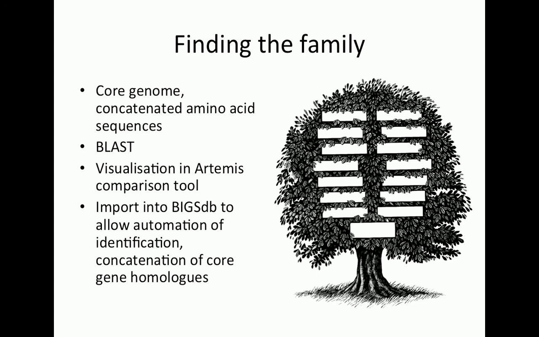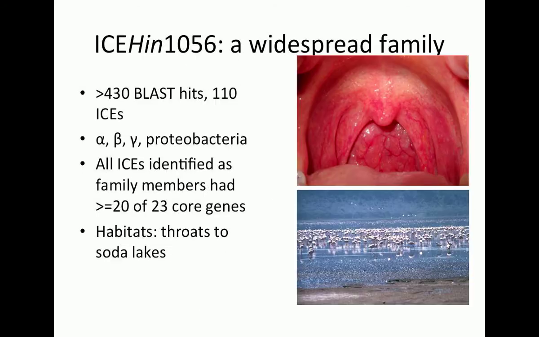In order to find the ICE family, a core genome consisting of the concatenated amino acids of the 23 core genes of ICEHin1056 was used as a query sequence in a BLAST search using the tBLASTX algorithm. All the BLAST hits were aligned against the ICEHin1056 core genome in the Artemis comparison tool, and all the hits which showed all three modules were conserved were then imported into the BIGS database, which was set up for me by Xavier Didelot, who I think is sitting at the back there, which allowed me to automate the identification and concatenation of the core gene homologs of the ICEHin1056 family.